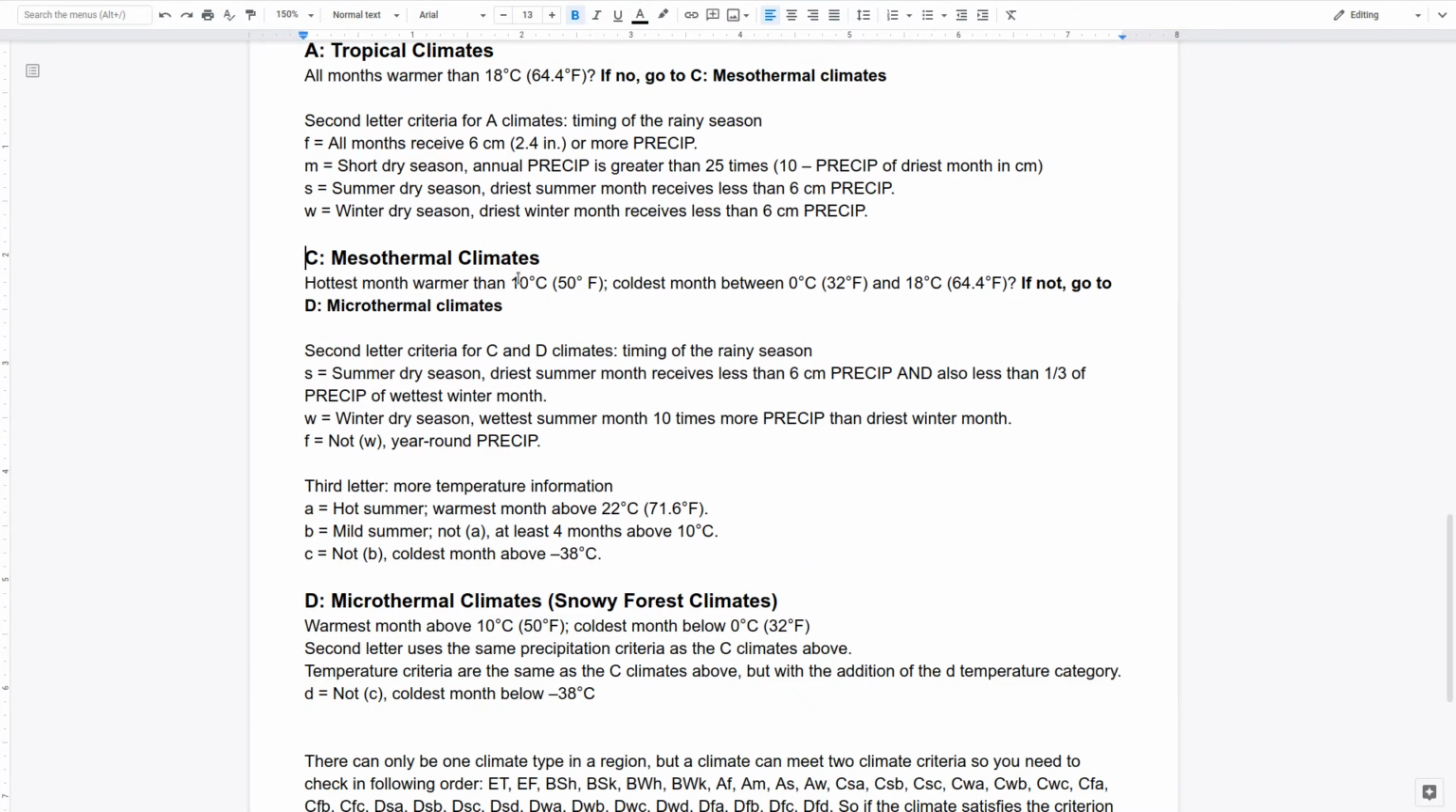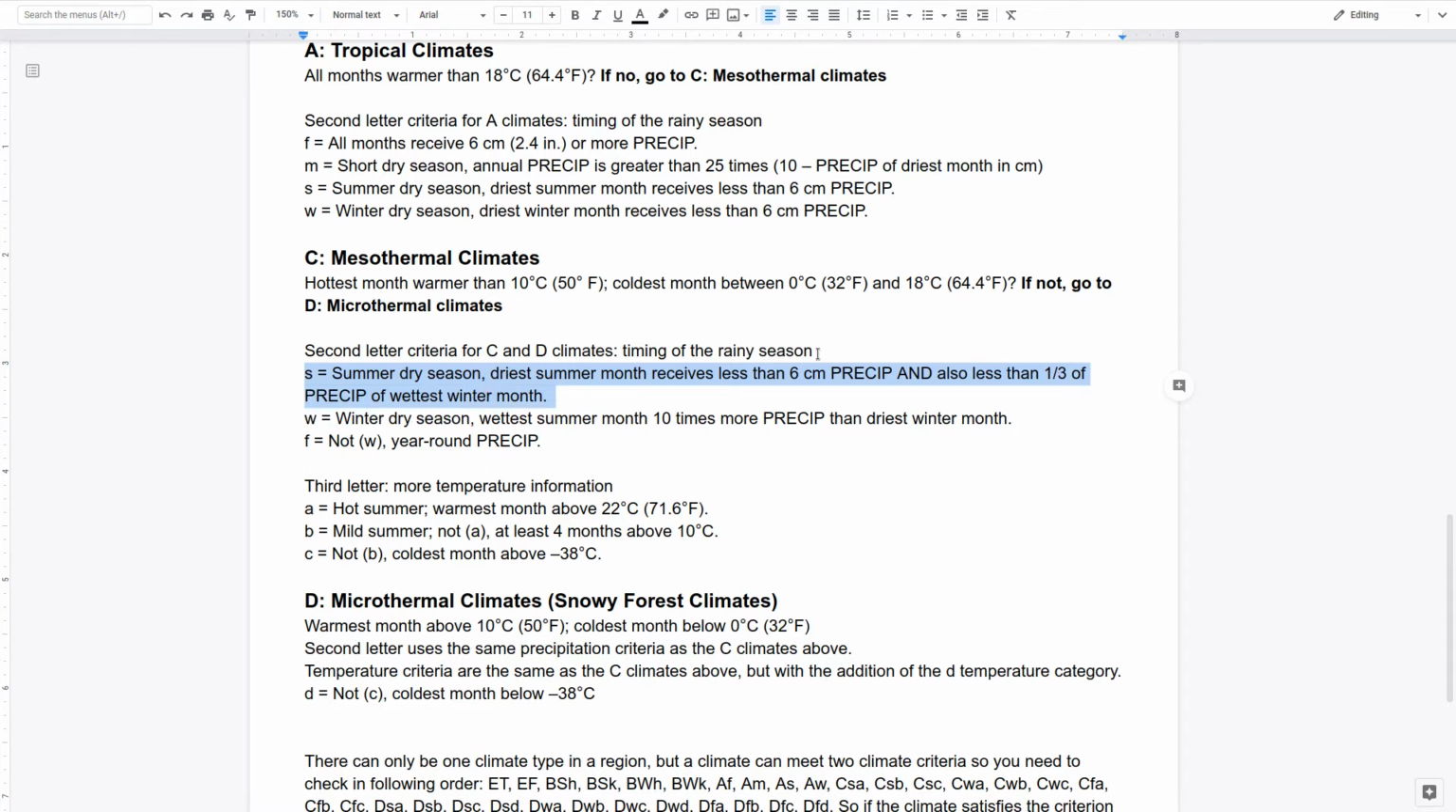C. So is the hottest month warmer than 10 and the coldest month between 0 and 18? If yes, then it's a C. Then you check to see the second letter. Again, S is going to be the first thing. Is the driest summer month getting less than 6 centimeters of rainfall? And is that also less than 1/3 of the precip of the wettest winter month?